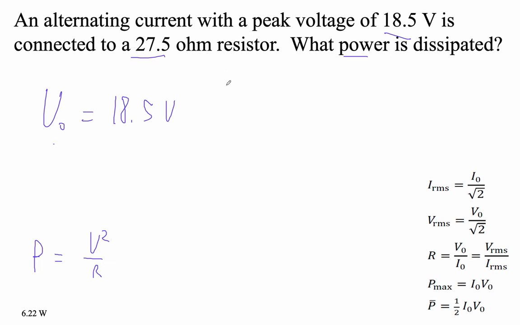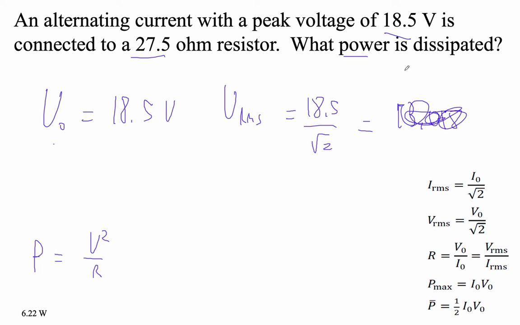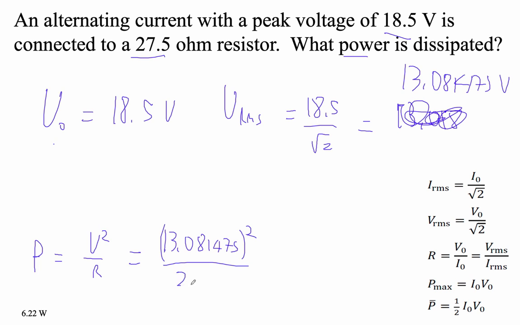Okay, so V RMS is going to be 18.5 divided by square root of 2. So 18.5 divided by square root of 2 is 13.081475 volts, right? And then let's just plug that in. So that is equal to 13.081475 squared divided by 27.5.